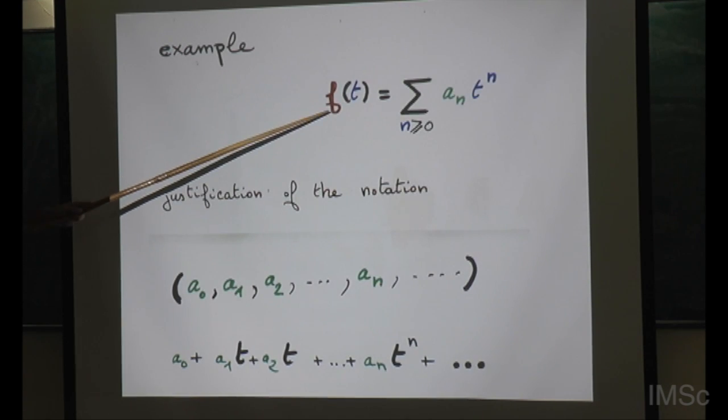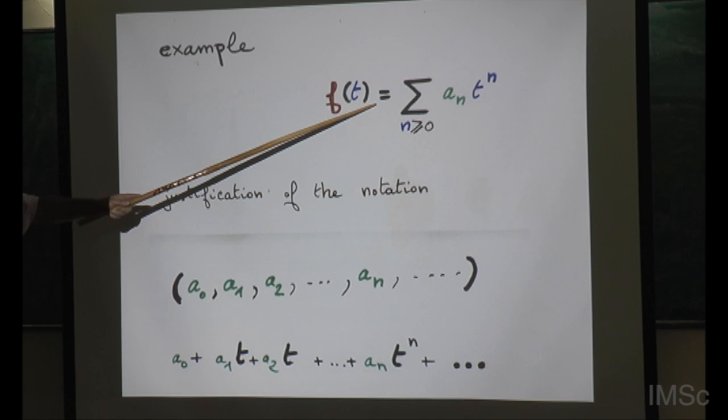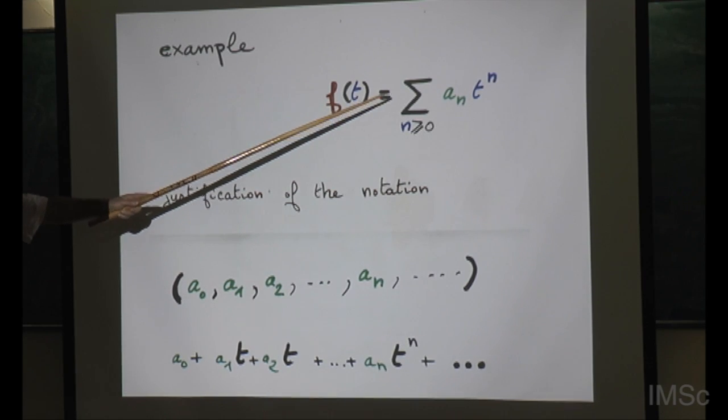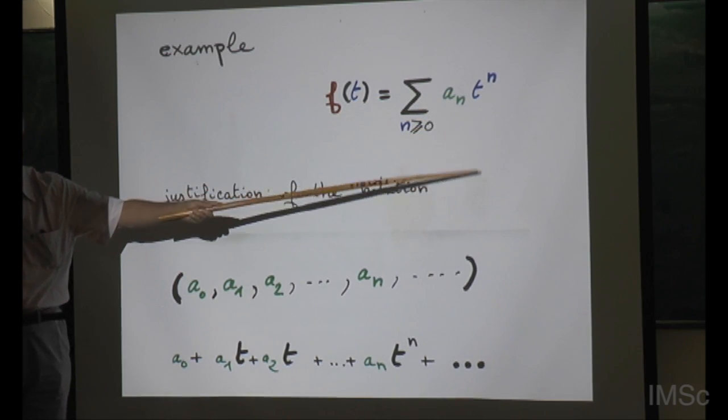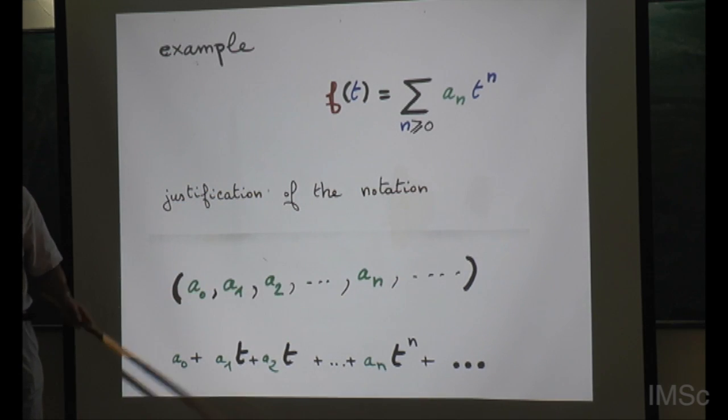Another example, now this notation makes sense. At the beginning, I introduced this as a notation for this infinite sequence, but now this is rigorously defined because the family a_n t^n is summable, and the sum is exactly this power series. Each f_i is reduced to a single term, the term a_i t power i.